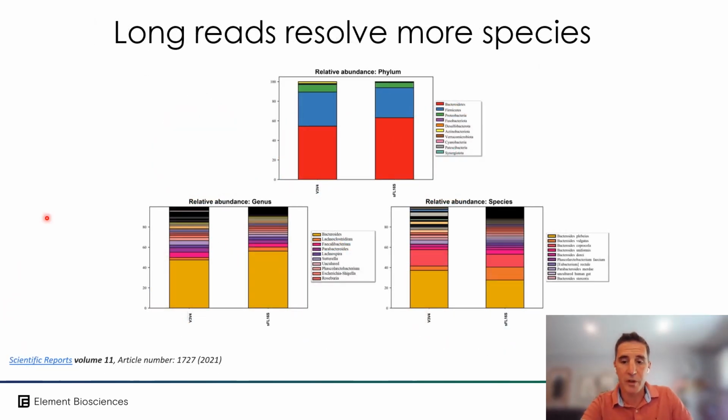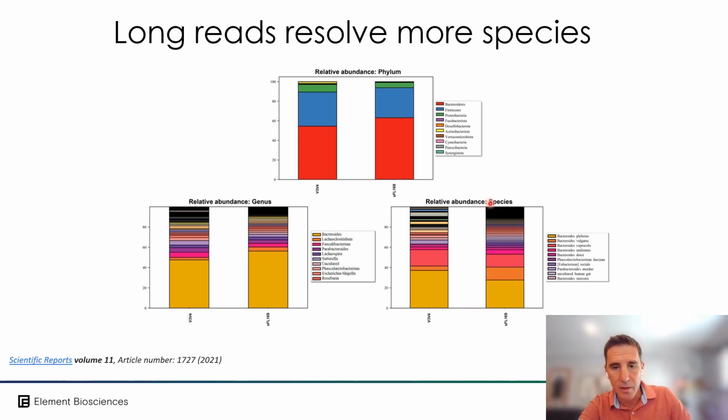there are 2 more figures in this paper. What they're showing here is essentially what they showed in the previous figure, just presented in a different way. They're showing that in terms of relative abundance at the phylum level, both methods look the same, V3, V4 and V1, V9. Then when you go down to genus level, you start seeing differences, but the differences are more pronounced here at the species level.